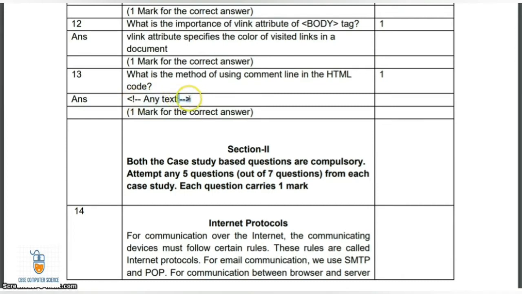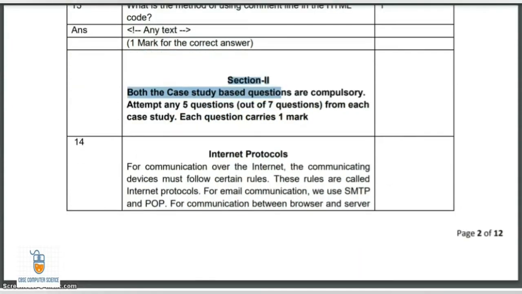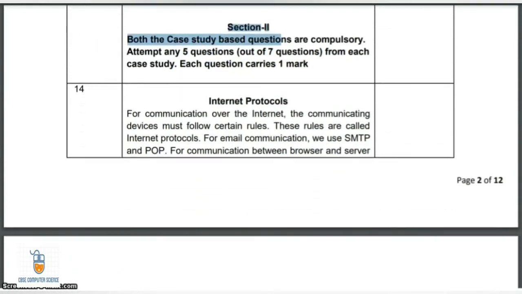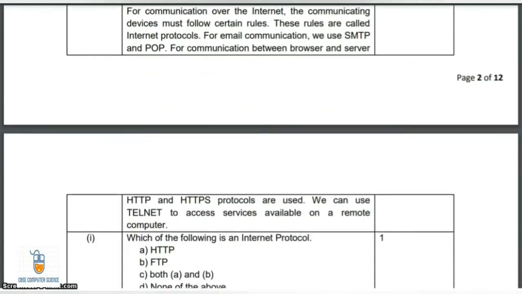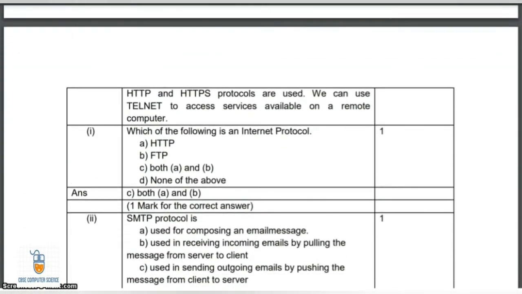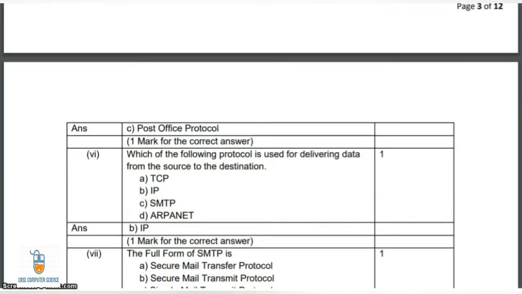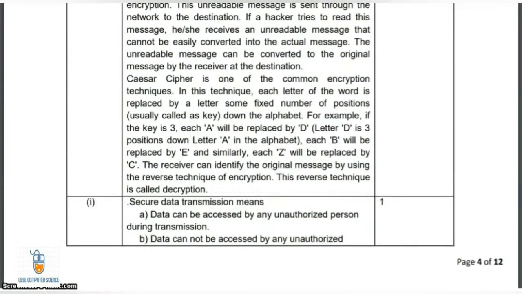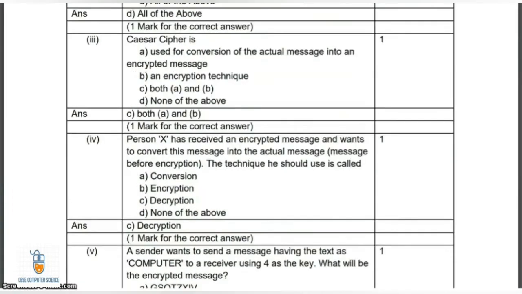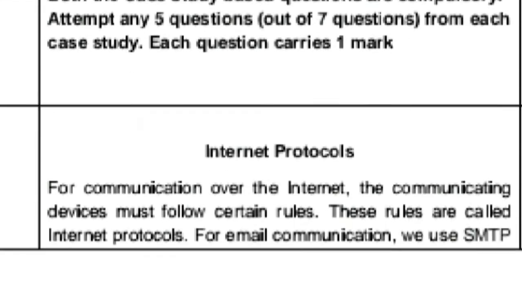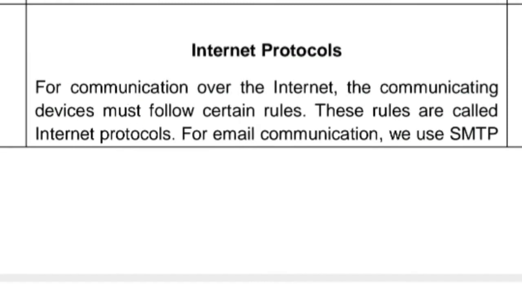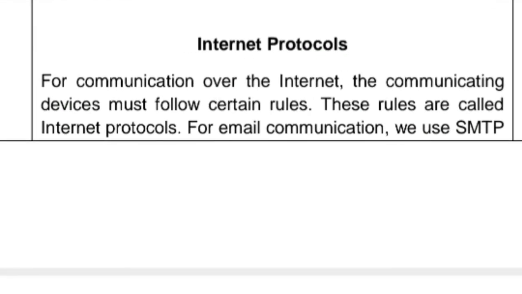So, these were the starting 13 questions for 1 mark each, and out of these 13 questions, the student is supposed to attempt any 10. In section B, we have 2 case studies, and both the case studies are compulsory to be attempted, and in every case study there are 7 questions, and out of these 7 questions the student is supposed to attempt any 5 questions. So, they may give you any extract of your book.